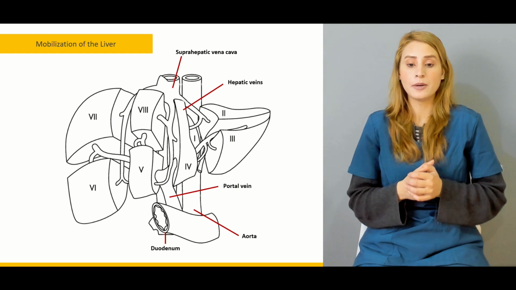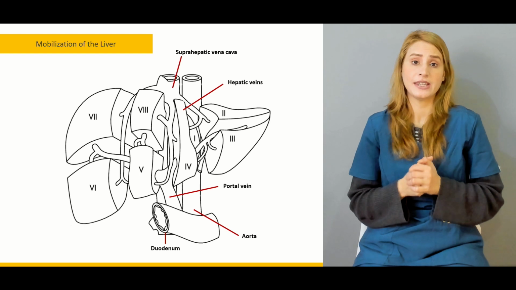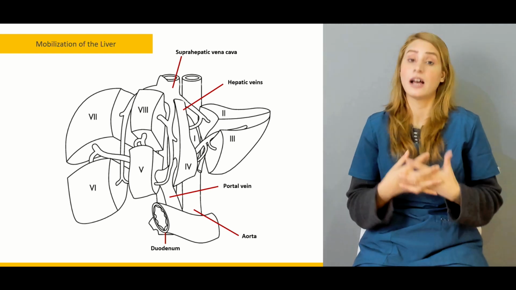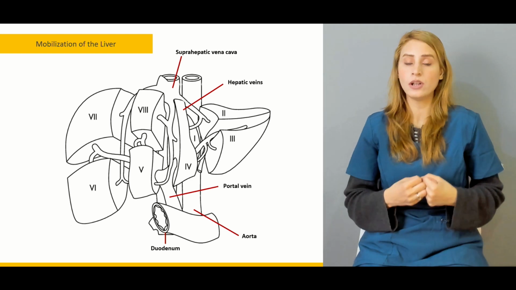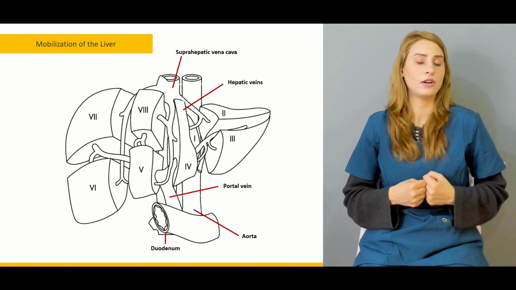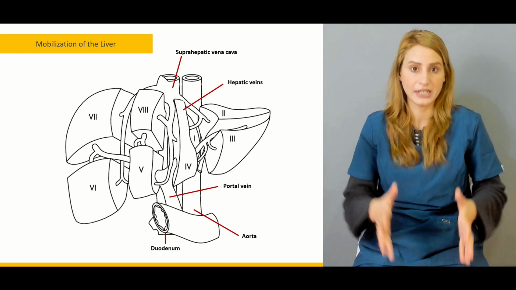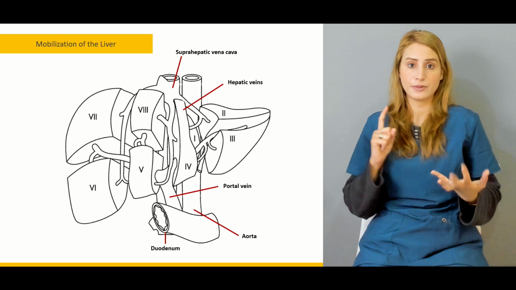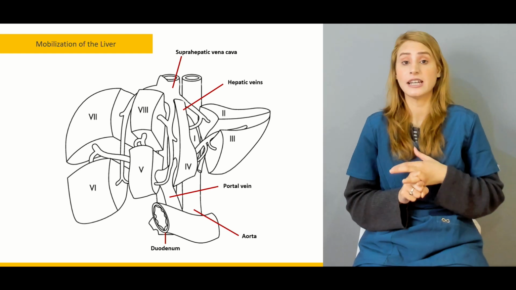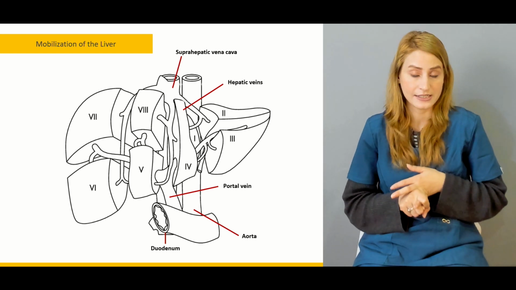Then the second most important thing in this scenario is the ligation. It is important to ligate all the smaller vessels and all the larger vessels which are coming into your focus. You have to ligate the portal vein, the hepatic veins, the hepatic artery, the cystic artery, and the cystic duct as well.